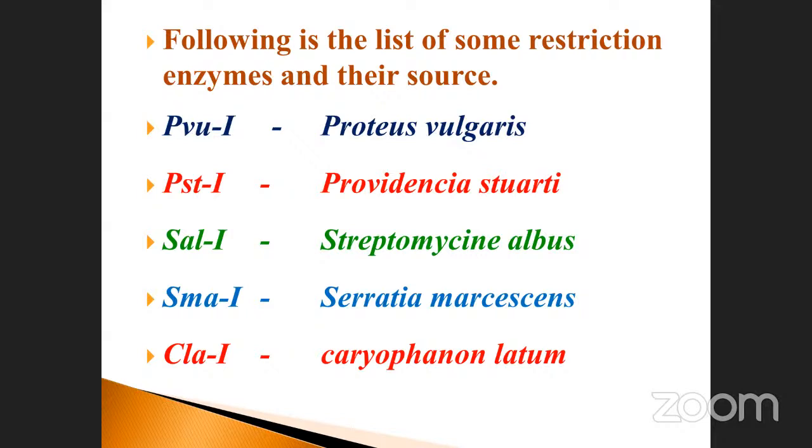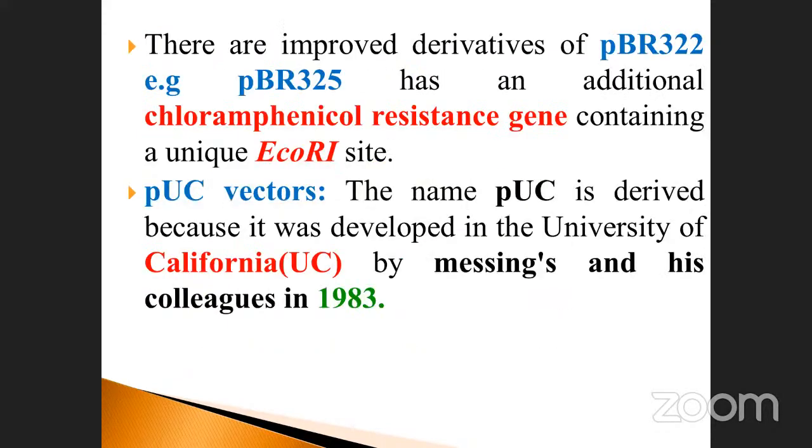2P, 2S, 1C. PvuI from Proteus vulgaris, PstI from Providencia stuartii, SalI from Streptomyces albus, SmaI from Serratia marcescens, and ClaI from Caryophanon latum. So these are the enzyme-producing genes also present in it.